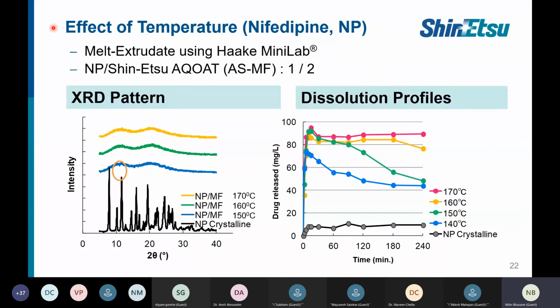Okay. So we ran the process at 4 different temperatures, starting from 140 up to 170. And you can see as the temperature increases, the solubility also improves and you get a better solid dispersion. At 160 to 170, you get the solid dispersion. Also, you are maintaining the supersaturation, which is not the case with 140 or 150. It can also be correlated with the XRD pattern, which you see on the left hand side.